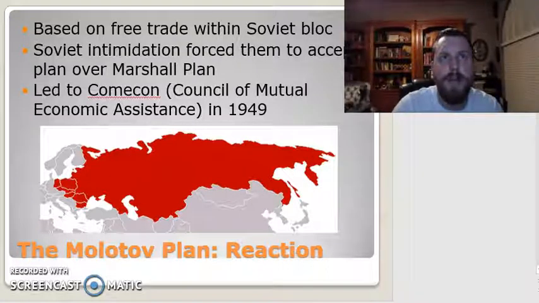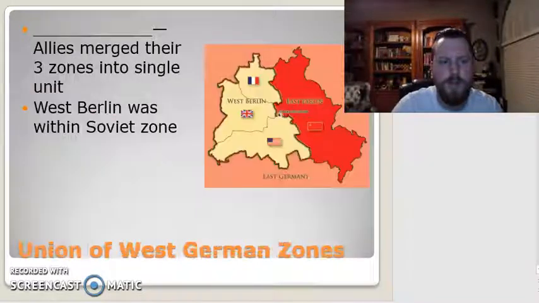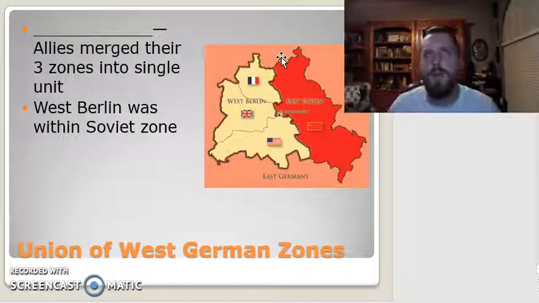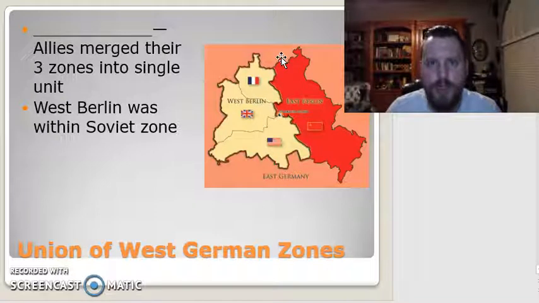Question 5 is, in what month and in what year do the Allies merge their occupied territory in Germany, West Germany? What year and in what month do they merge into one and form West Germany?